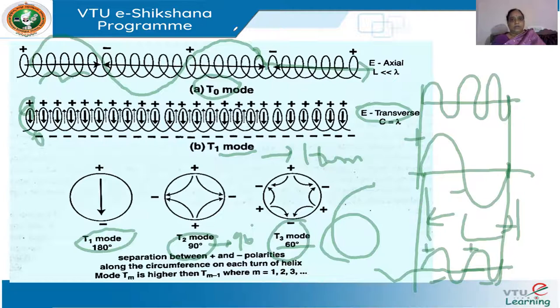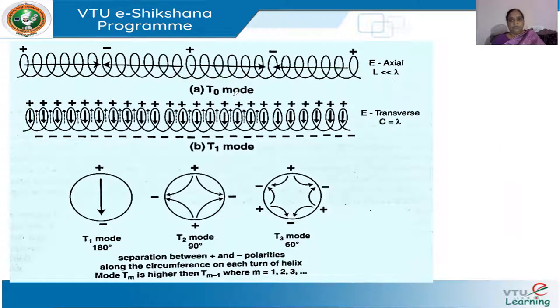So as you have seen, we have the different modes. T0 is the basic, lowest order mode, and the higher orders are T1 and so on. In the lowest order mode, between the polarity changes you have multiple turns, and the E is traveling in the axial direction. The electromagnetic field is propagating in the axial direction. In the other modes, T1, T2, T3, this is transverse propagation.